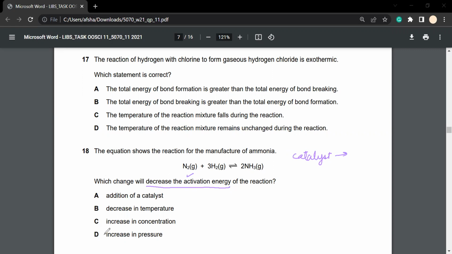So we'll be looking for an option which talks about the catalyst. So addition of a catalyst, yes, that will decrease the need for activation energy because it's going to give an alternate pathway. So that's the correct option A. Decreasing the temperature will not, increasing the concentration will not, and increasing the pressure will not. So we have the correct option A, which is the answer for this question.